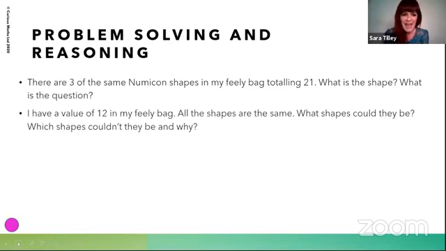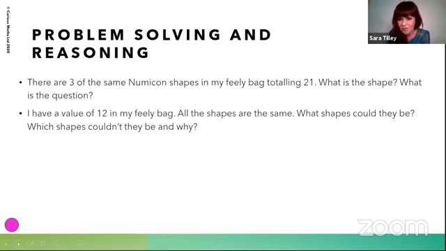So this one, I have a value of 12 in my feelie bag, and all the shapes are the same. So we are thinking about multiplication here, or division. What shapes could they be? So this is a more open-ended question, because 12's got quite a few factors, so I know that's going to work nicely. So I could have 12 ones in my Numicon bag. I could have 4 3s, I could have 3 4s, I could have 2 6s, I could have 6 2s, etc.